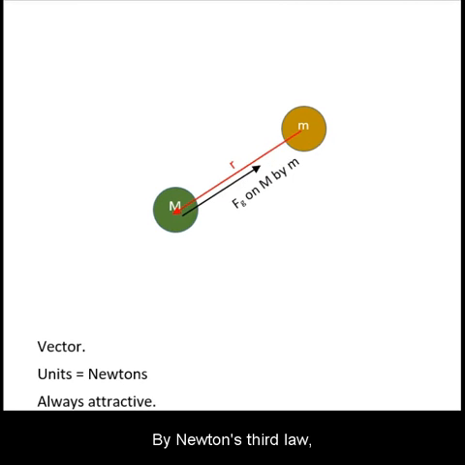By Newton's third law, this also means that the force on the first mass by the second mass will have equal magnitude but opposite direction to the force by the first mass on the second mass.